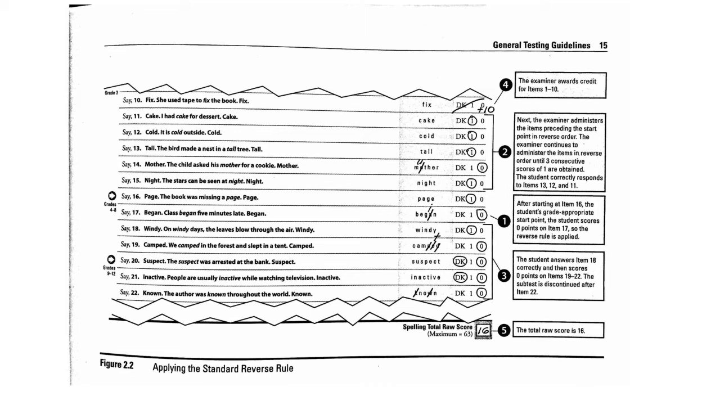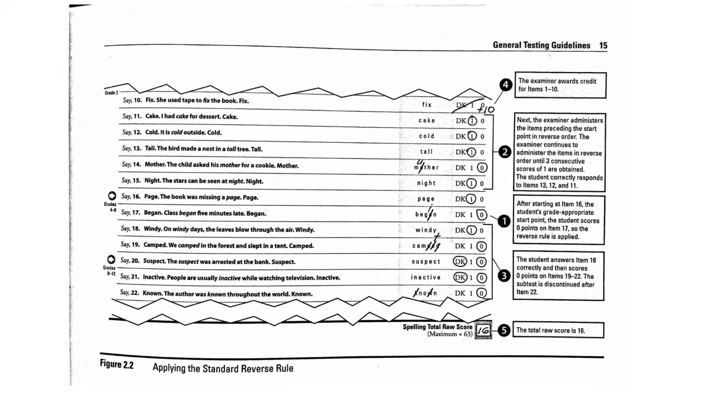Okay, once they get 3 in a row, we are going to give them credit for everything above there. Okay, so 1 through 10, they get credit for. We're going to say they got those correct. Okay, so you just need to figure out where is that threshold of 3 in a row for the student, and we're going to administer items in reverse order from their grade point. Okay?